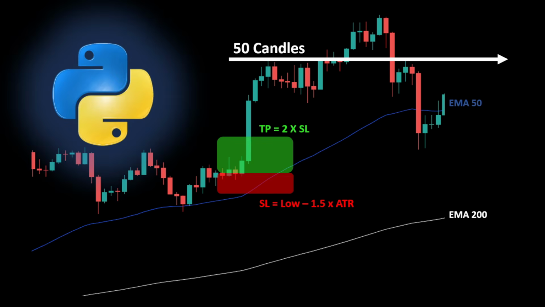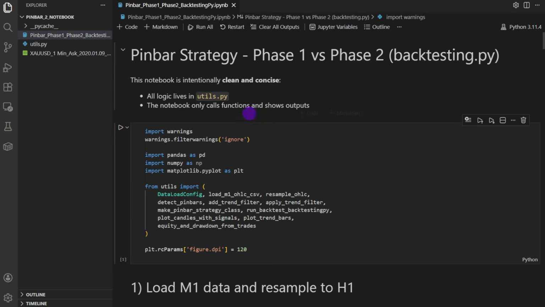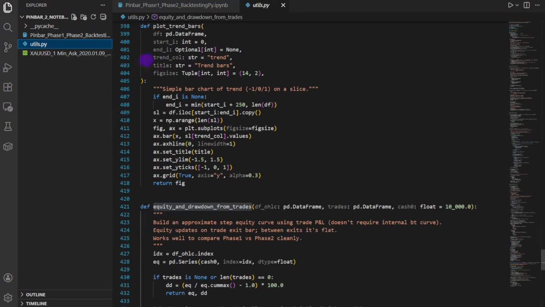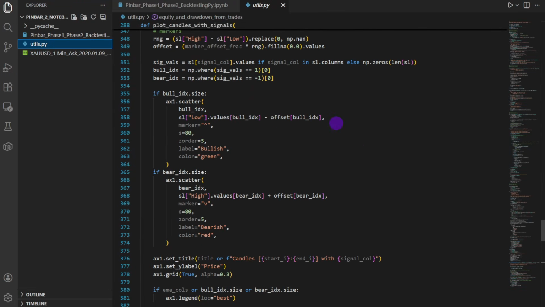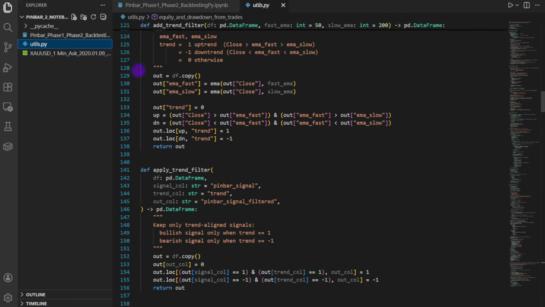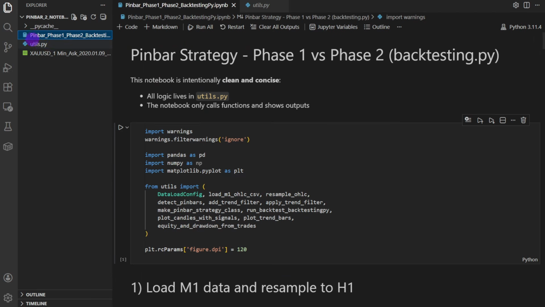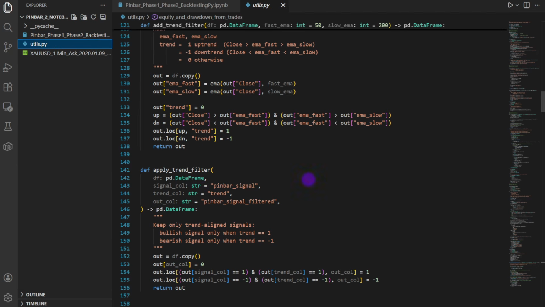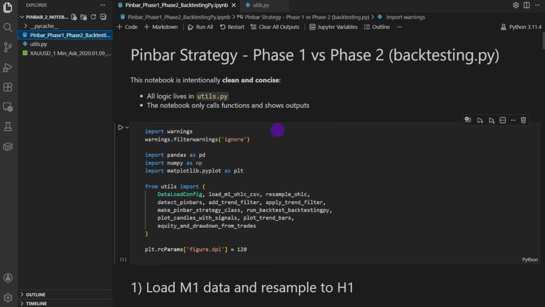Now let me show you the Python code and take a look at the results. This is a Jupyter notebook file, but everything is put in utils.py. So the whole backtesting process is divided into two files. The utils will contain all the functions that we're going to need to plot and backtest the strategy, and also to filter and detect the candles. This is why I've used utils, in order to keep the Python notebook neat, concise, and understandable. You can, of course, call these functions, modify them, or just copy and paste the file and use it in other strategies if you wish.